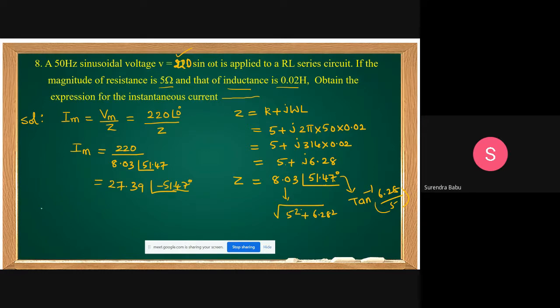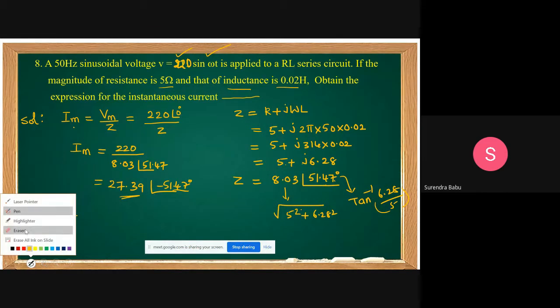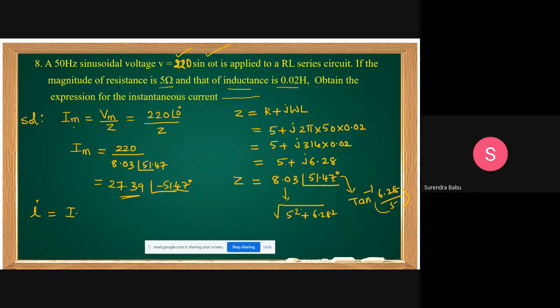Then I want the current expression, the instantaneous value of current. Voltage is given as sine, so current is also sine, but with some angle. This is the maximum current because I calculated it directly. How can you write Im, students? How can you get the instantaneous current? It is an RL circuit, so Im sin omega t plus some angle. What is the angle here? How much angle did you get? Minus 51.47.